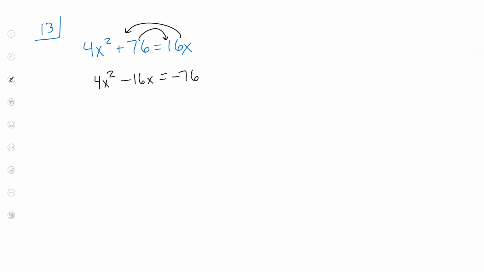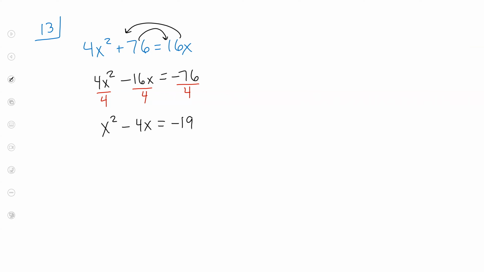Step 2. I need to divide everything by the a value. So I need to divide everything by 4. And guys, go ahead and work ahead of me. What is 76 divided by 4? 19. Is it 19? Y'all have calculators. Is it 19? Yes. Okay, thank you. All right, so we divided everything by 4.